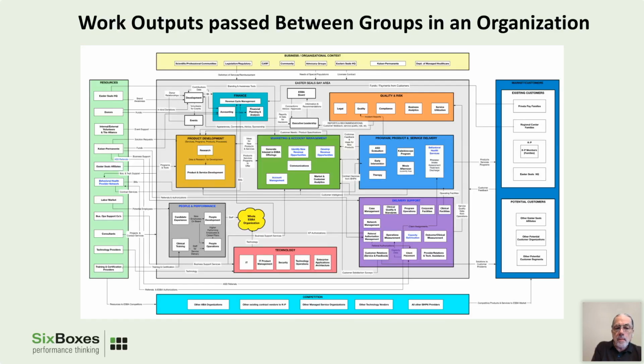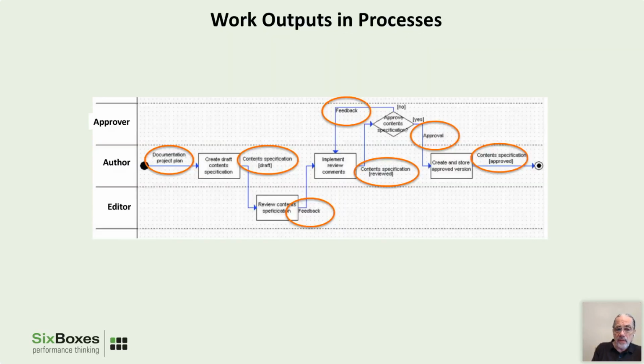Now, we find work outputs in organizations. This is an organizational relationship map of a behavioral health company, and you can't even read it, but there are all these little boxes that are different departments and groups and functions, and there are even some boxes outside, like the regulators and the customers and the suppliers. But those folks and those departments and those groups are all passing outputs or accomplishments around. And they're often doing so in the context of processes.